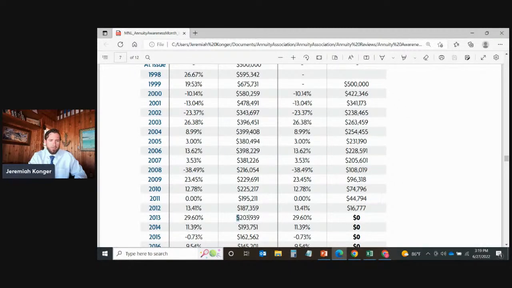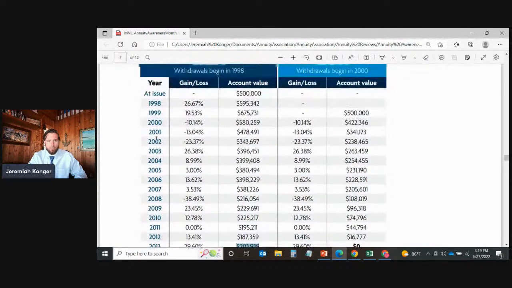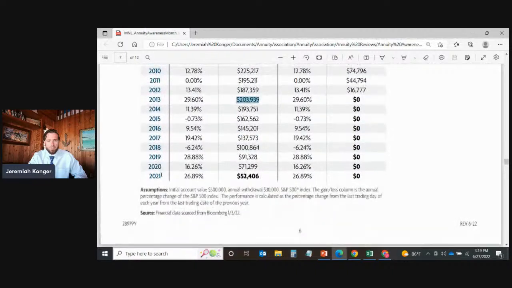Whereas in 2013 for scenario A, they still had $203,939. If we come all the way out and now look at 20 plus years of returns, there's still 52,000 at the end of 2021 versus zero. I mean, this account's been broke for 8 years.